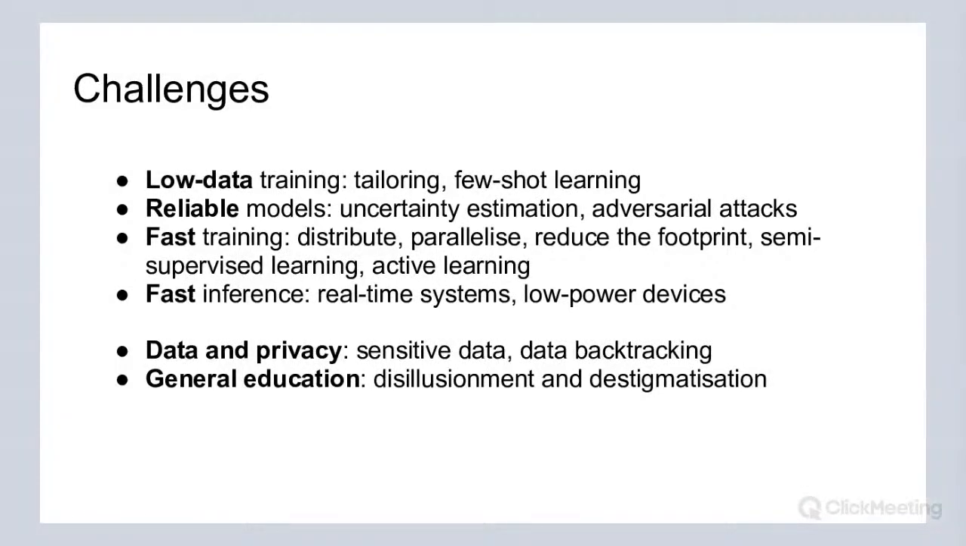And two main questions which are not related only to neural networks but to machine learning as well are also challenges for neural networks: data and privacy. For example, we don't use machine learning for medical informatics and to help patients, mostly because this data is sensitive, and no one could or wants to share this kind of sensitive data, or you can backtrack the data from the model.